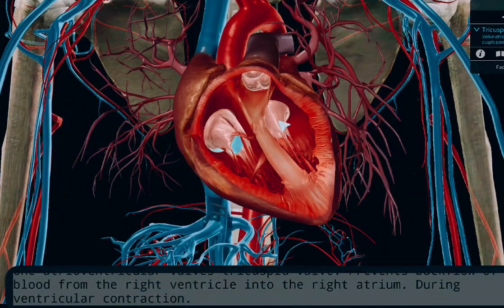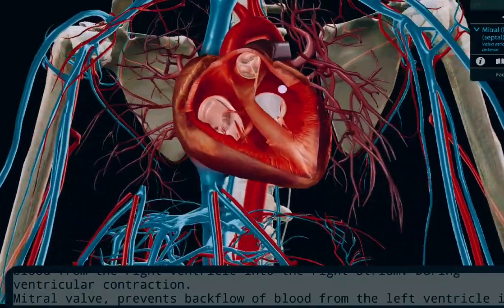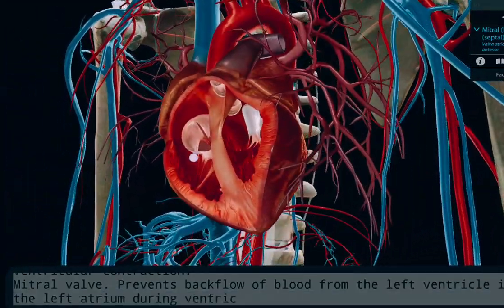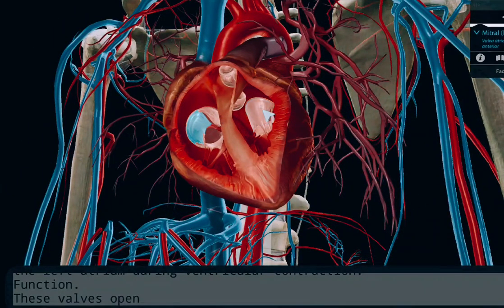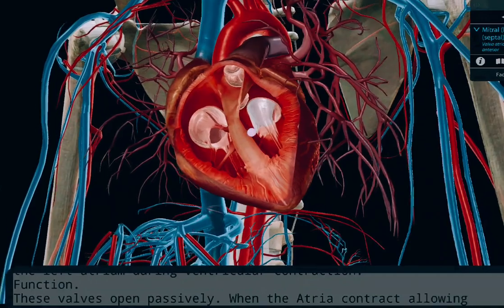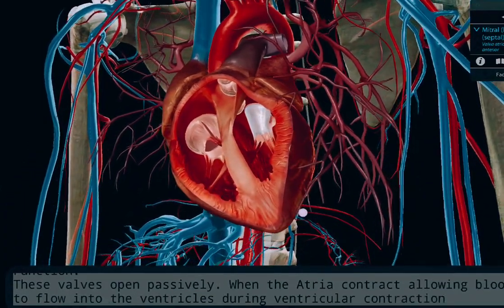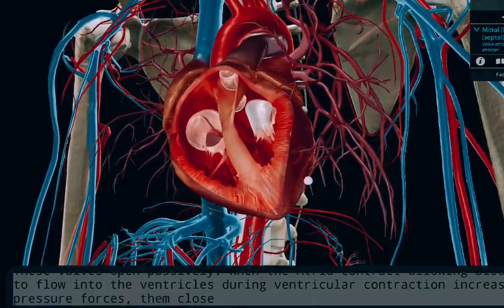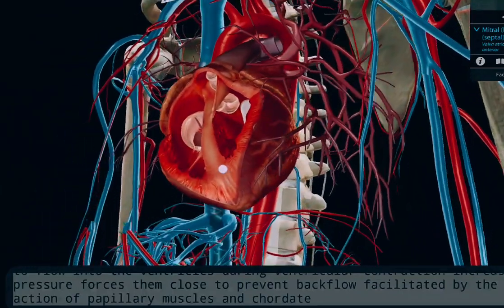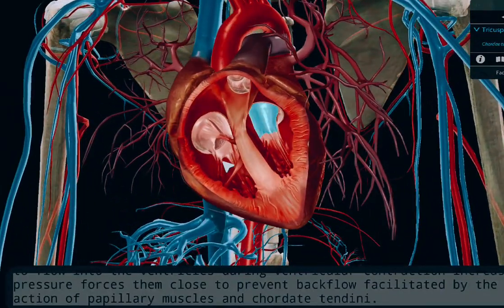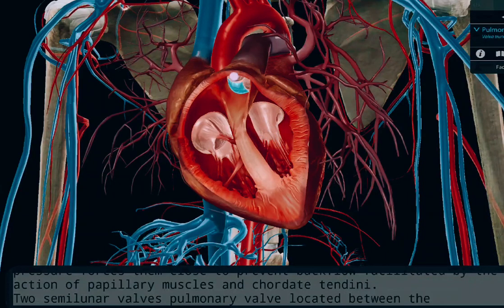Mitral valve prevents backflow of blood from the left ventricle into the left atrium during ventricular contraction. Function. These valves open passively when the atria contract, allowing blood to flow into the ventricles. During ventricular contraction, increased pressure forces them closed to prevent backflow, facilitated by the action of papillary muscles and chordae tendineae.